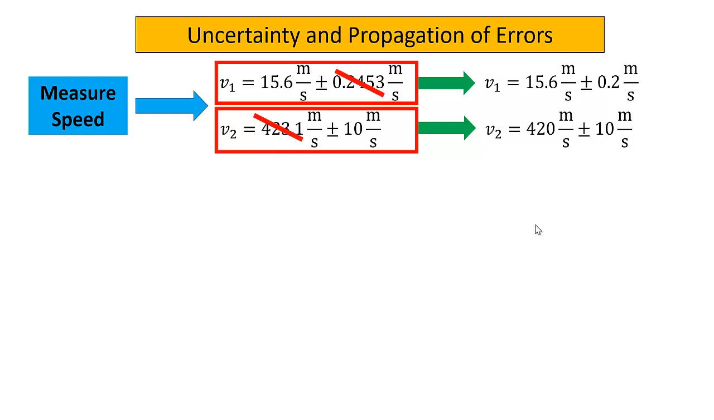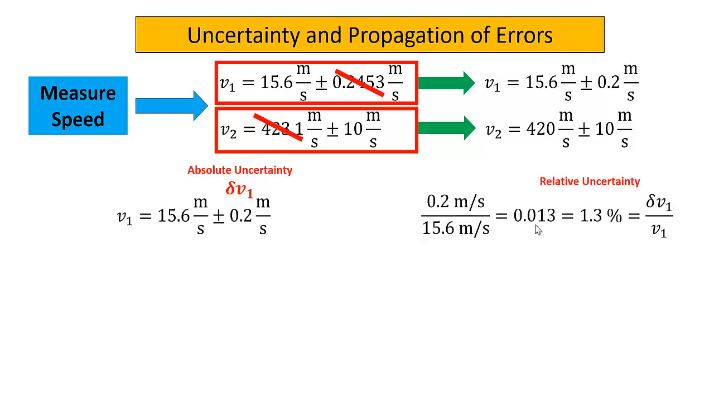And I want to introduce 2 ideas associated with that uncertainty. So there's the absolute uncertainty of a measured value. This is the thing that follows the plus or minus. So in this case, 0.2 for V1 is the absolute uncertainty, and it has the same units as the quantity that you measured.